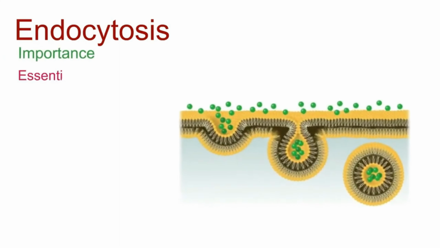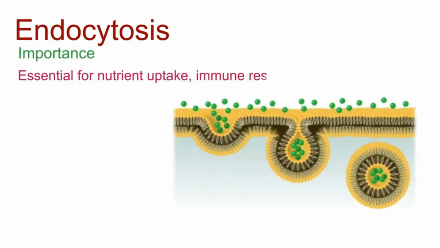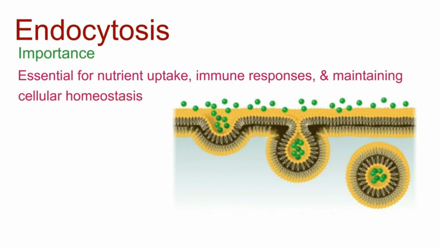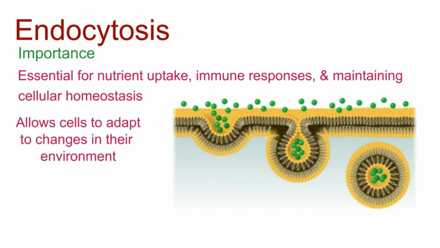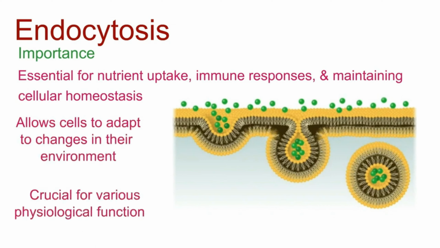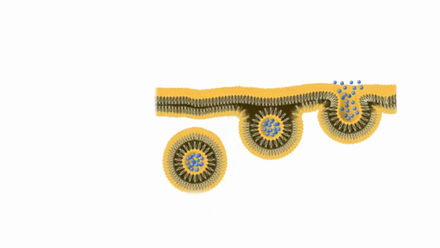Endocytosis is essential for nutrient uptake, immune responses, and maintaining cellular homeostasis. It allows cells to adapt to changes in their environment and is crucial for various physiological functions. Now, let's talk about exocytosis.